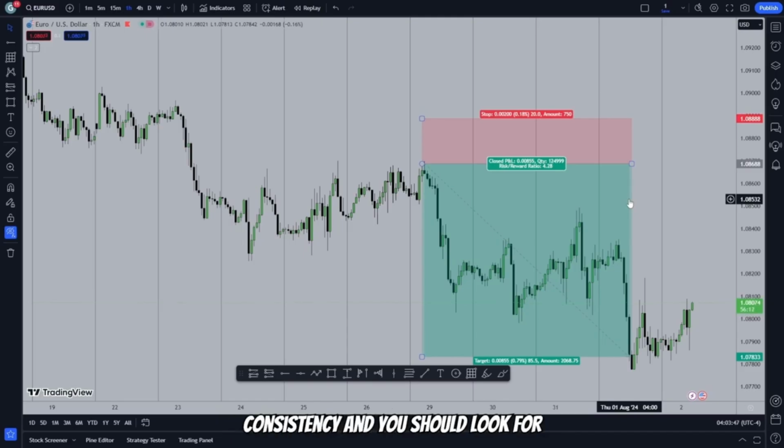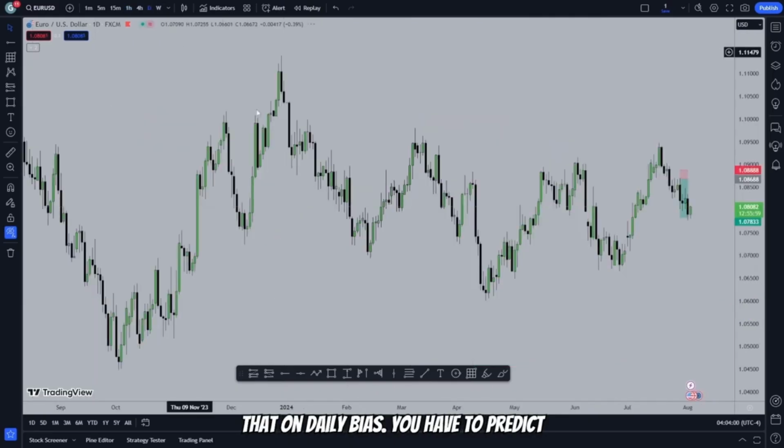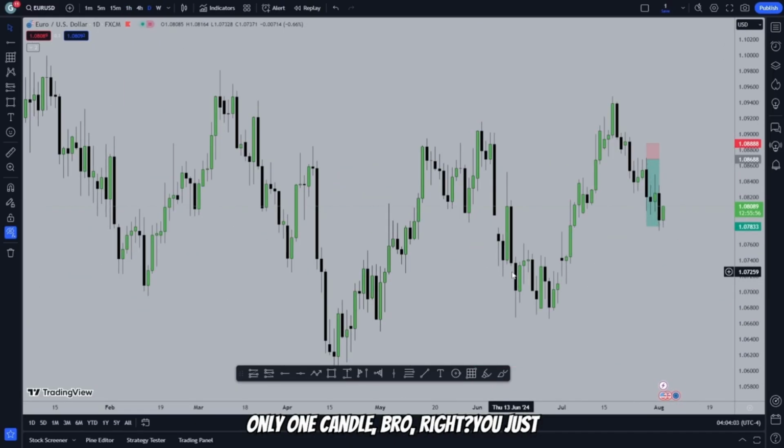So that's why you should look for consistency, and you should look for consistently getting 1:2 or 1:3s. This is what I'm trying to explain. And I told you how to use a high time frame narrative. Don't go for, like, people say that on daily bias, you have to predict only one candle, bro, right? You have to just predict one candle. And if you can predict one candle perfectly, right?